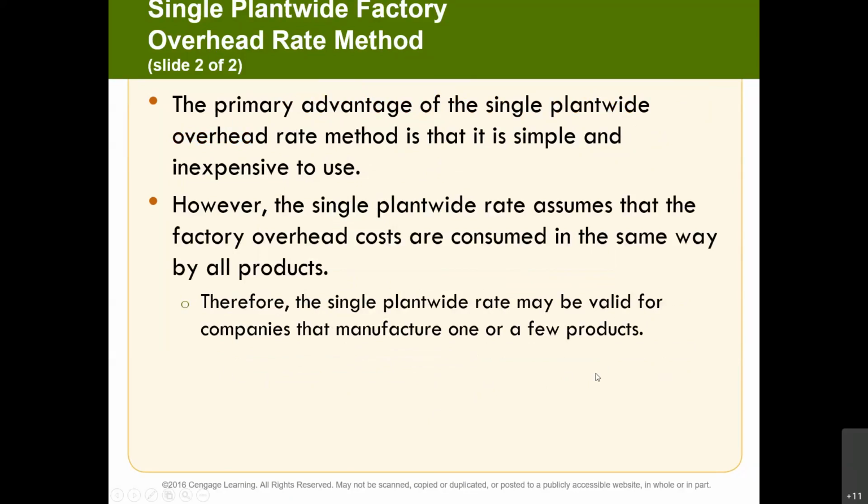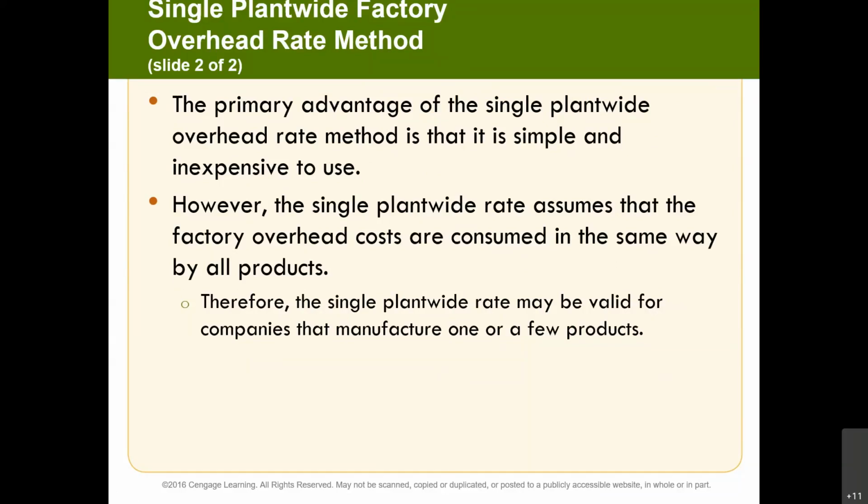There are some advantages and disadvantages of using this method. Advantages include that it's simple to use and very inexpensive to implement. However, there are some disadvantages, whereas the rate is consumed the same exact way by all products. As you know, all products are not the same. Some products might require more machine hours or more fabrication than others, and others might be more labor intensive than other types of products that you're manufacturing. And so that's why this rate is not the most accurate.